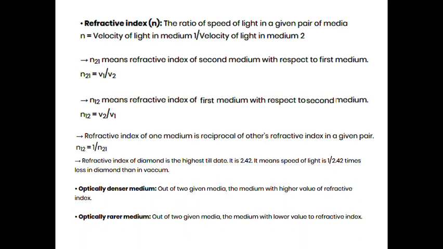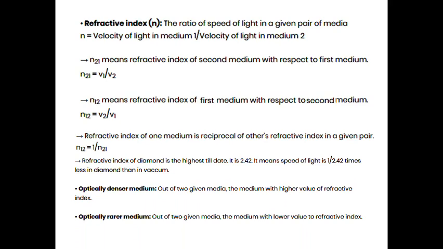The simplest meaning of refractive index is like the diamond has the highest refractive index, that is 2.42. It means in simplest terms, the ratio of speed of light in vacuum to the speed of light in diamond is 2.42. This is the simplest meaning of refractive index.